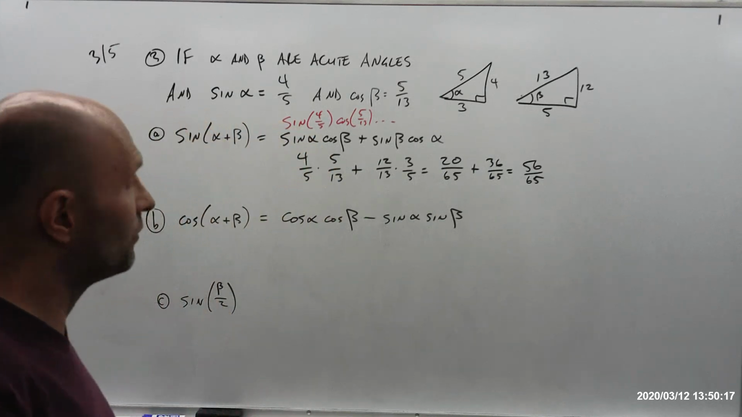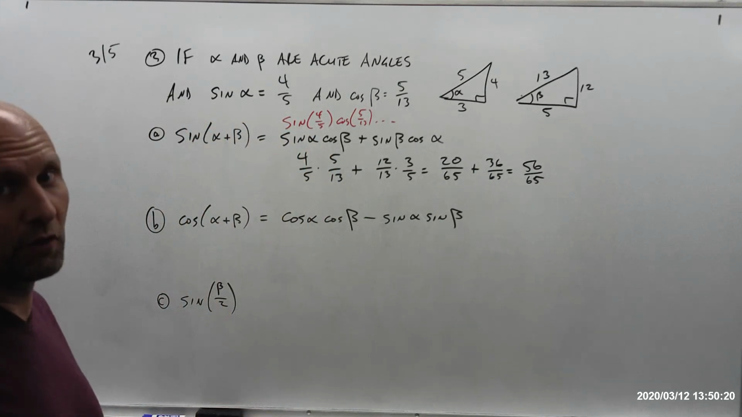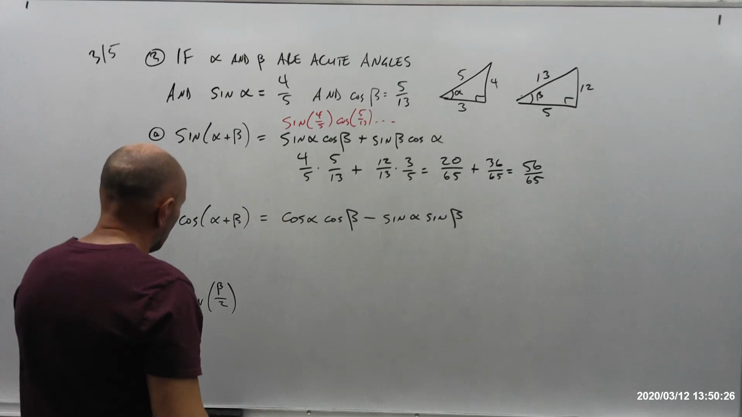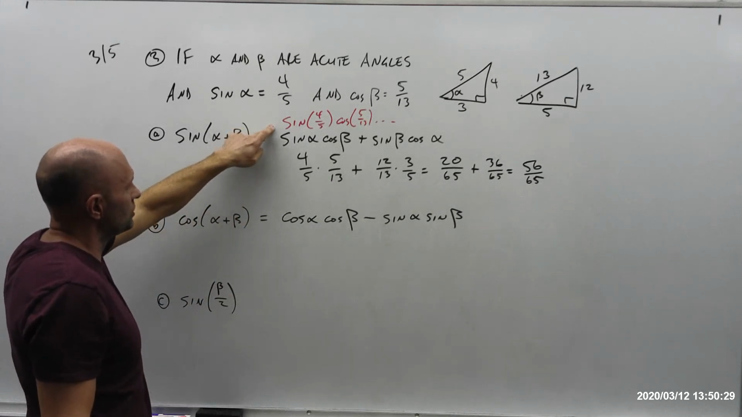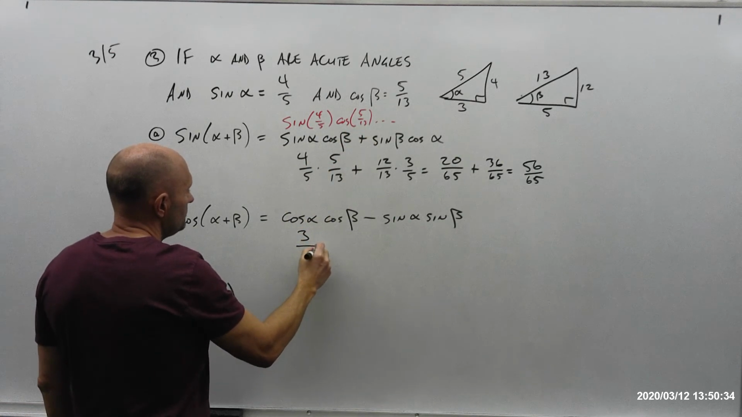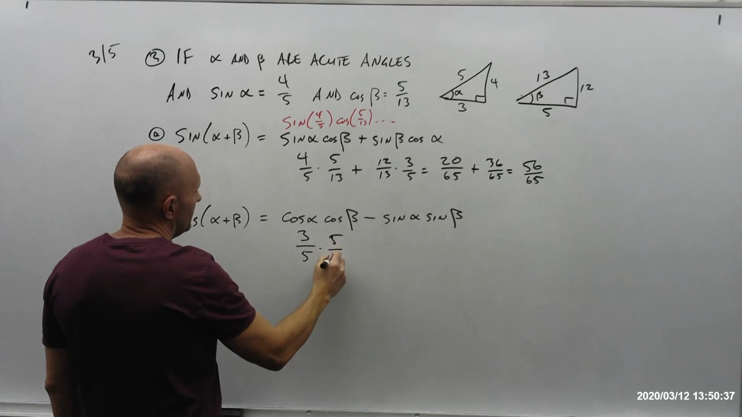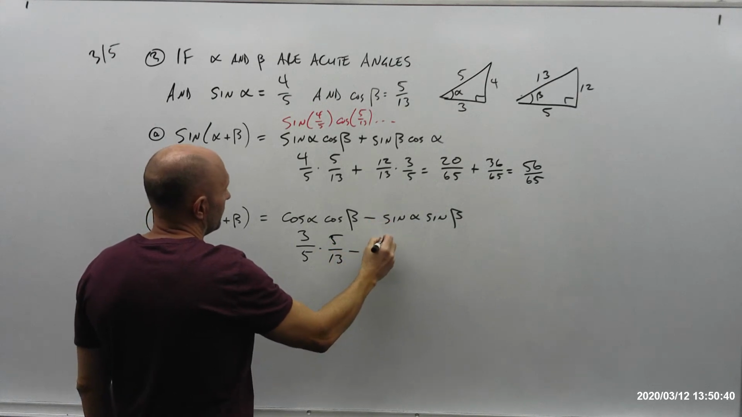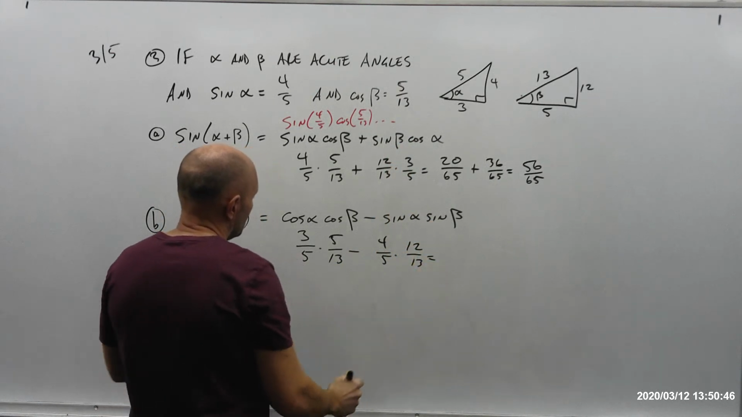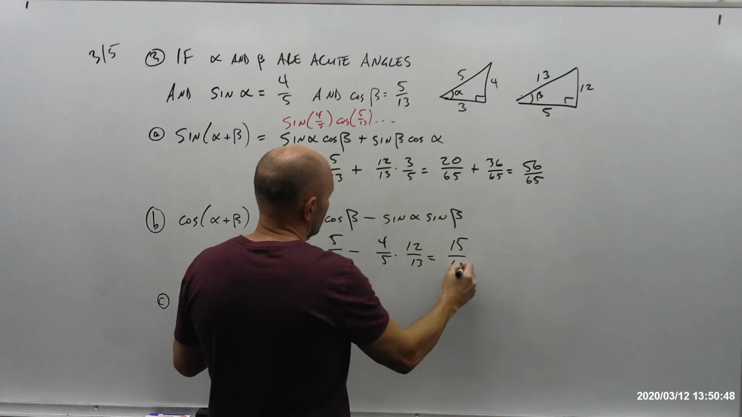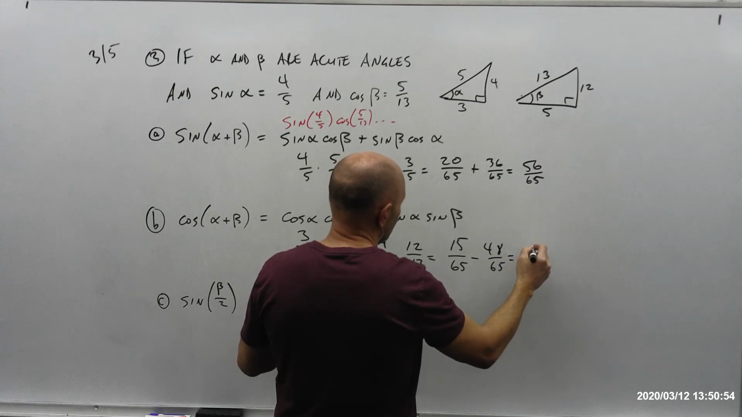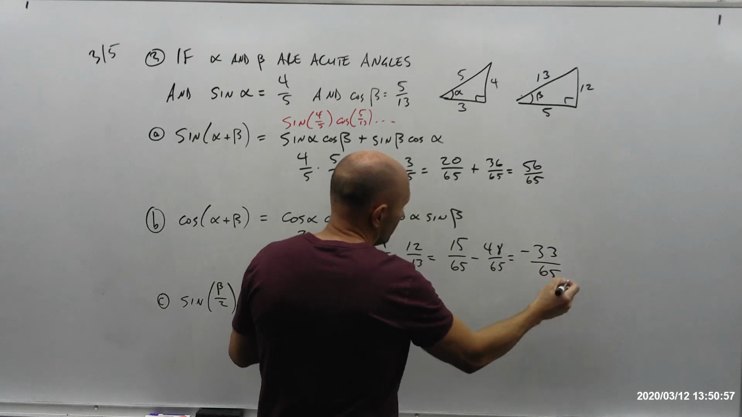So when you make that change in the number, the trig function has to go away. And if you put sine of 4/5, cosine of 5/13, first of all, you're probably not going to be able to solve it from there, so you know you did something wrong. But if you have that notation, I will be taking points off. This is not correct notation. So here, cosine of alpha is 3/5. Cosine of beta, 5/13, minus sine of alpha, 4/5, sine of beta, 12/13. So this is 15 over 65 minus 48 over 65 is negative 33 over 65.